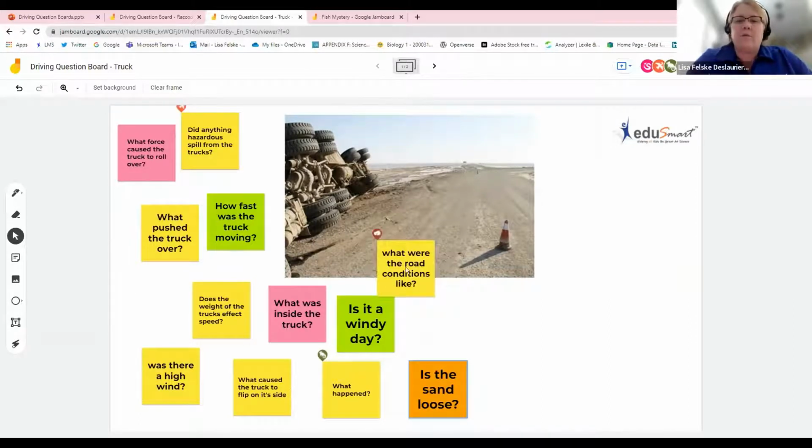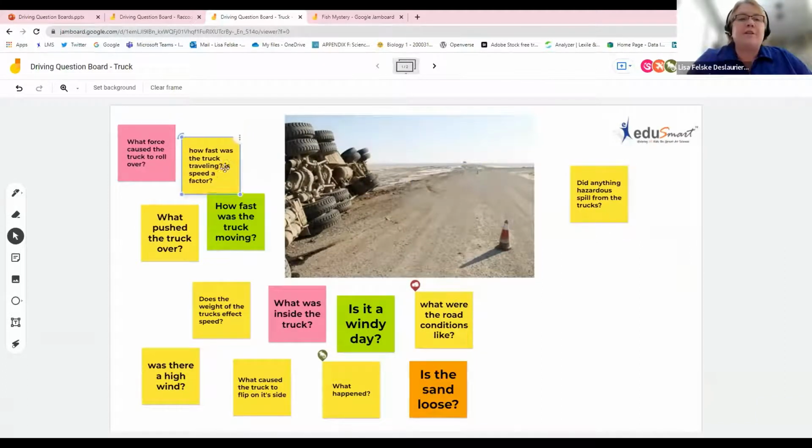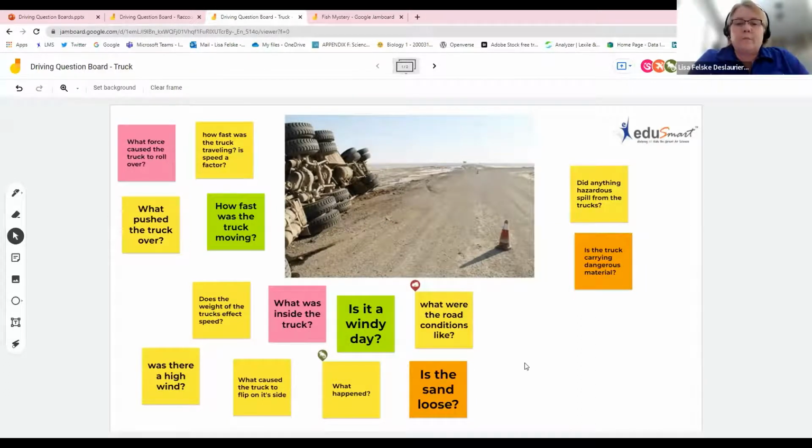There we go. What were road conditions like? Did anything hazardous spill from the truck? That's a good question. I like that question. Is the truck carrying dangerous material? Is there one underneath here? No, okay. All right, any more questions?